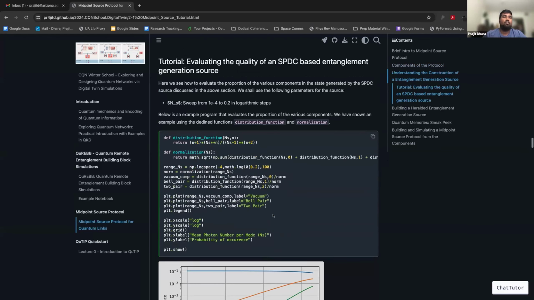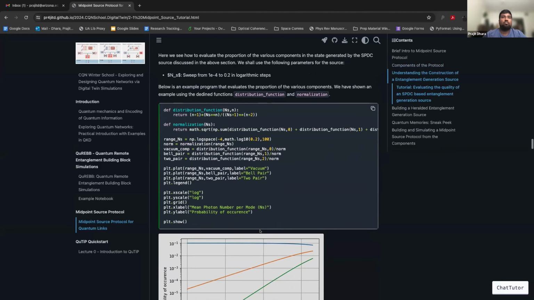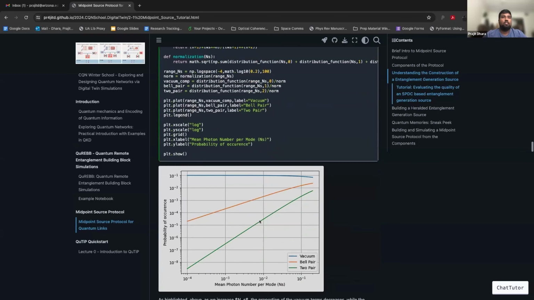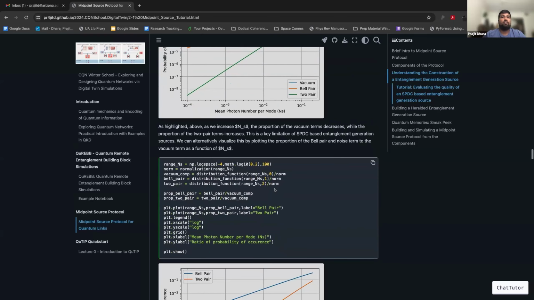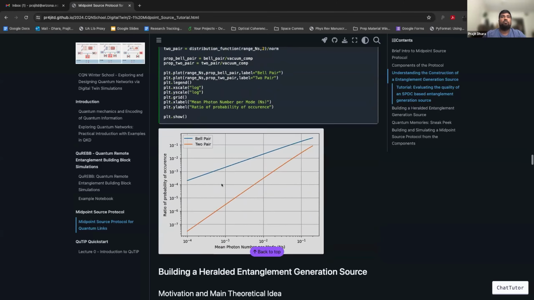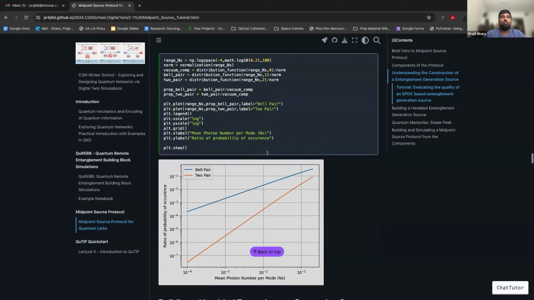This doesn't require any additional packages to run, so you can just copy paste, use NumPy, and you should be good to go. I'll leave it to you to test it out. Here, we do something similar, but we just take a ratio of how much is Bell pair and how much is a two-pair noise term, compared with the probability that I don't have a photon coming out.